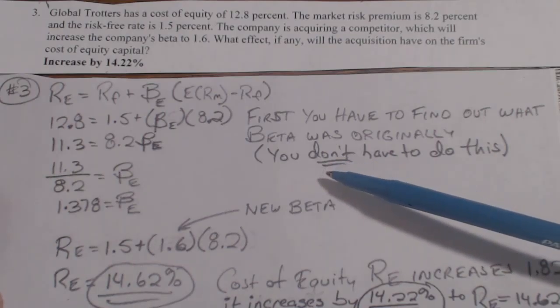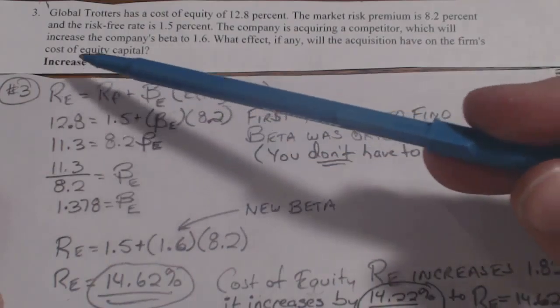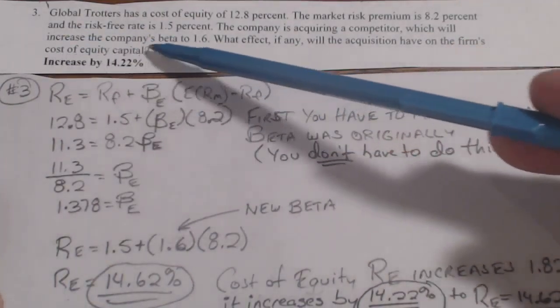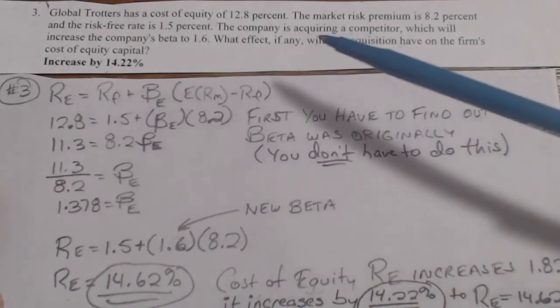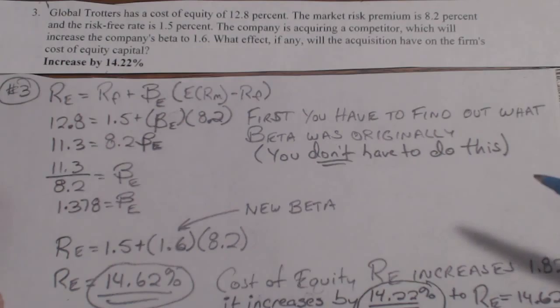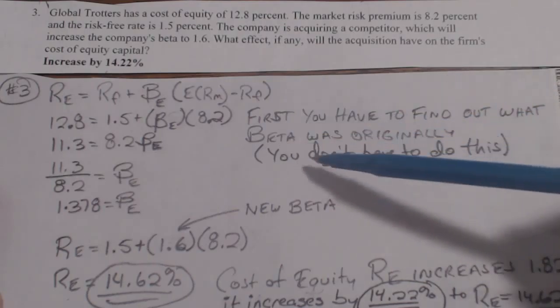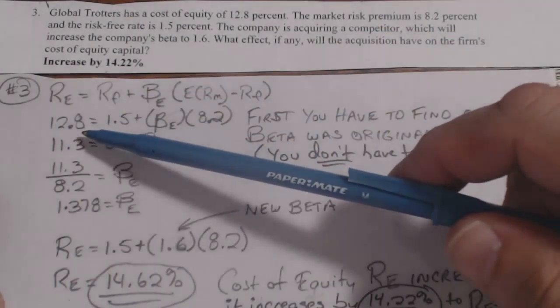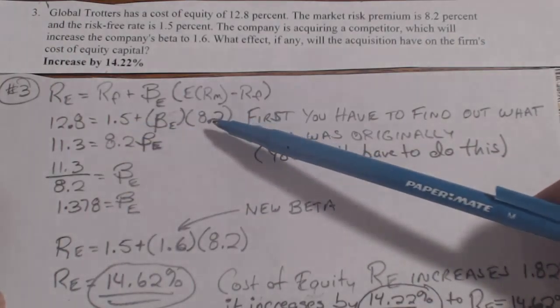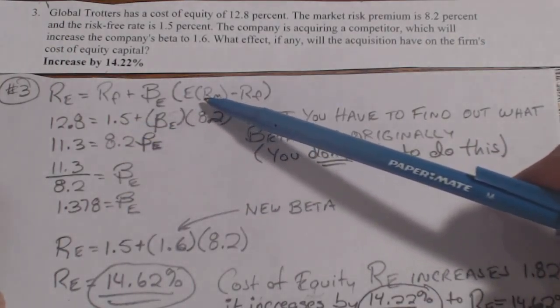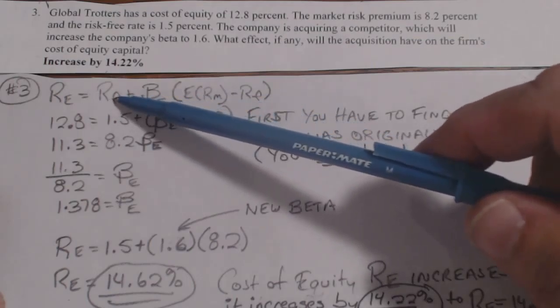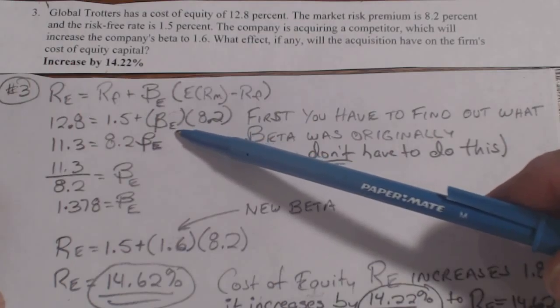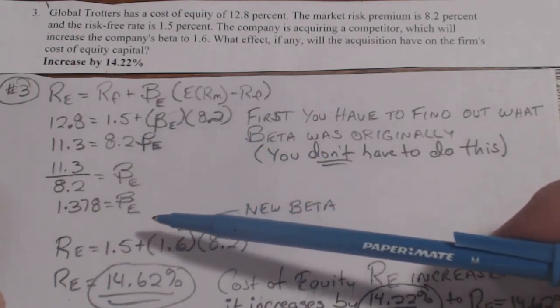What they're telling you is the original cost of equity was 12.8%. They tell you all the information that you need to figure out the new cost of equity, which is RE, and then from there you just figure out the difference. So you do not have to go through this little calculation, but just so you know, if they give you this and the risk-free rate, and they give you the risk premium or the expected market rate, then you could back into beta, which I did, which was a total waste of time.